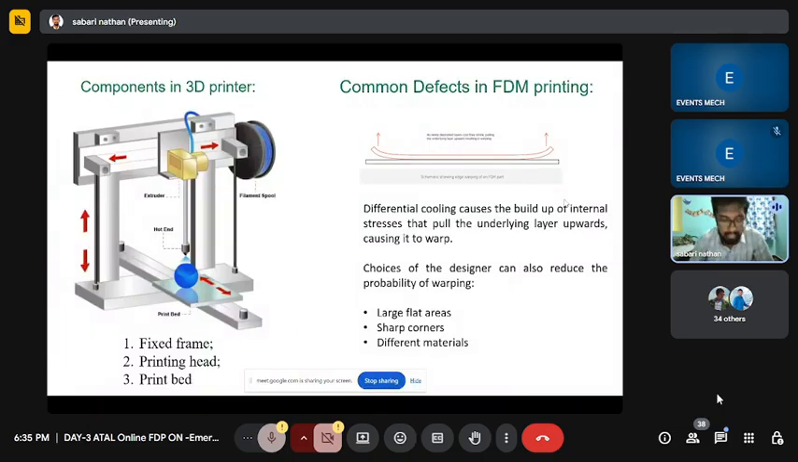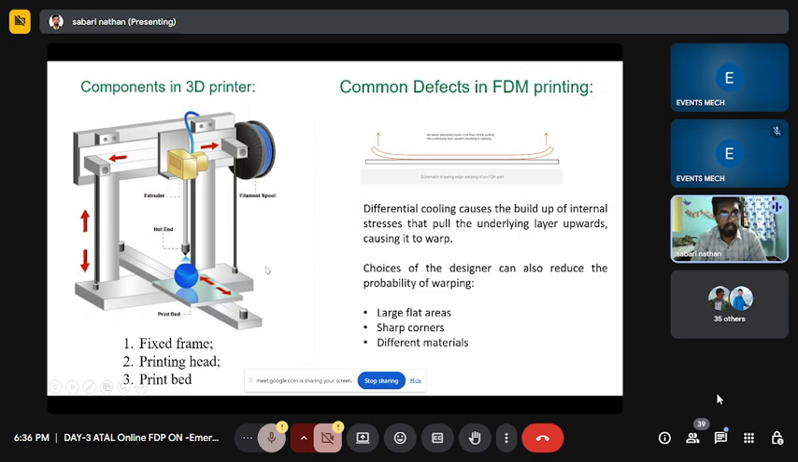In all kinds of 3D printers, there are three main components: one is the fixed frame, then the printing head, and another is the print bed. These are the main components in all kinds of 3D printers. The frame is fixed because it is a 3-axis printer. If you are going with a 4-axis printer, the frame will not be fixed. This is a fixed frame because they want to move in 3 axes.